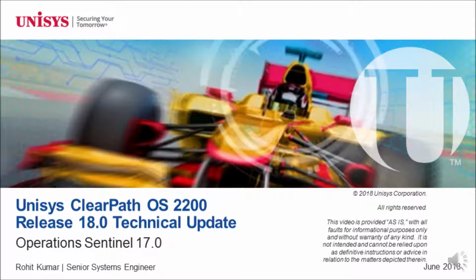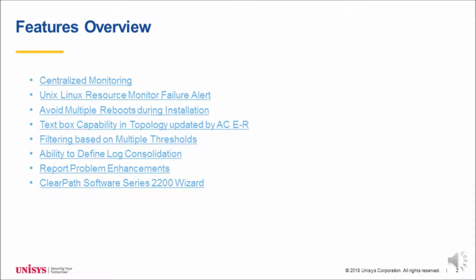This presentation on Unix's ClearPath OS 2200 Release 18.0 covers the key features of Operations Sentinel 17.0. These are the new features of Operations Sentinel 17.0, which include Centralized Monitoring, Unix Linux Resource Monitor Failure Alert, avoiding multiple reboots during installation, text box capability in Topology updated by AC Event Report, filtering of alerts based on multiple thresholds, ability to define log consolidation sets, report problem enhancements, and ClearPath Software Series 2200 Wizard.